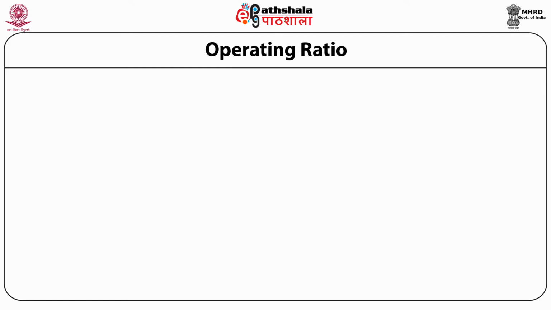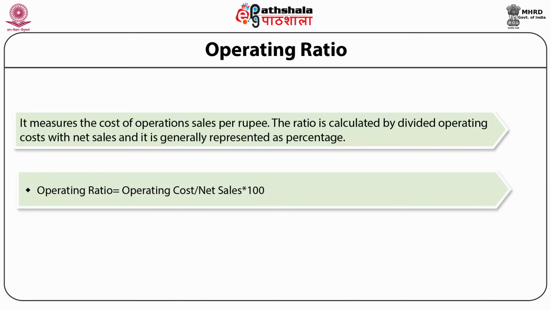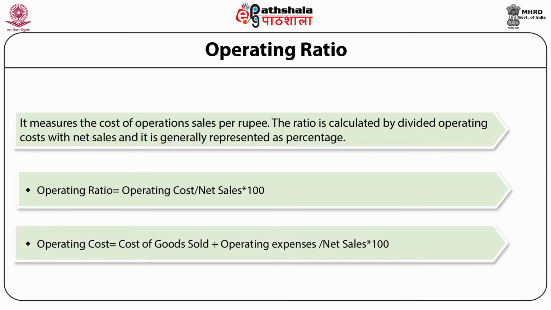Next ratio is operating ratio. Operating ratio measures the cost of operation per rupee of sales. The ratio is calculated by dividing operating cost by net sales, and it is generally represented as a percentage. Operating ratio is calculated by dividing operating cost by net sales multiplied by 100. Operating cost is equal to cost of goods sold plus operating expenses, divided by net sales multiplied by 100.